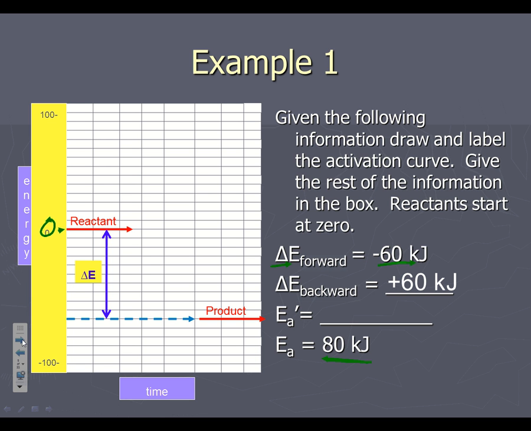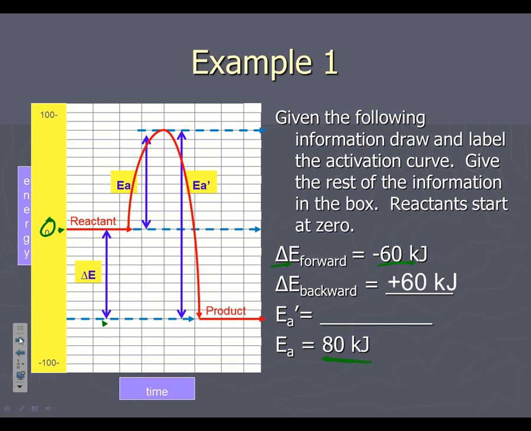So I've got to come up to 80. I've got to go up to 80 and then back down to the products. So I can label my delta E. I can label my E of A. Now, what would be my E of A prime? Going from the products to the top of the curve. So if I go from the products to the top of the curve, I get my E of A prime.